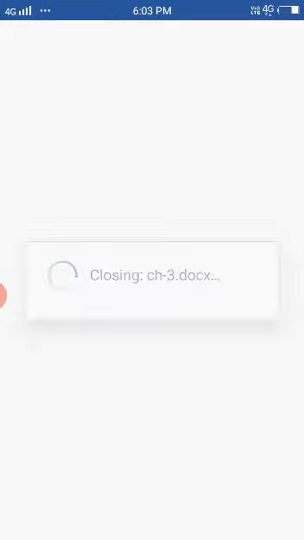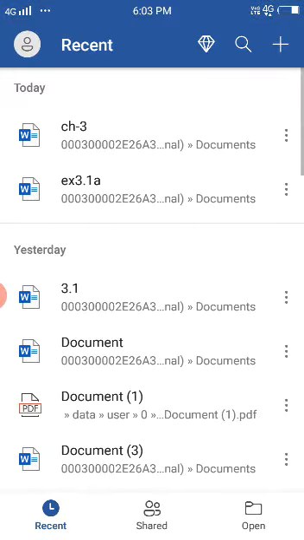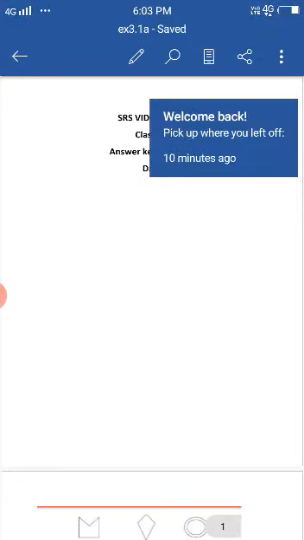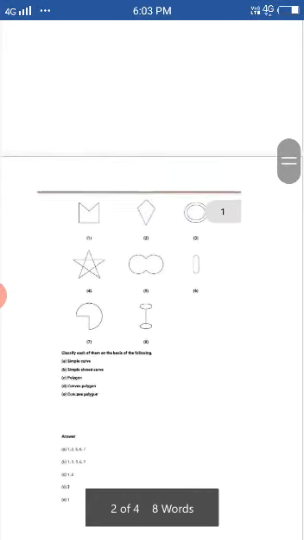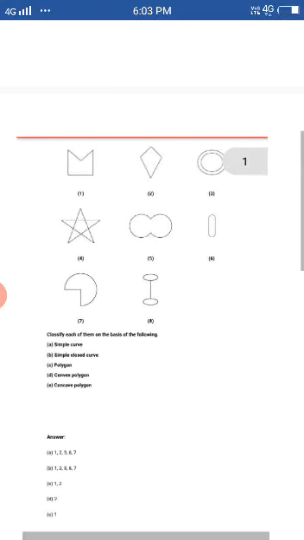Okay, just wait. Now you can see this is the first question of your exercise. In this question you have to categorize the simple curves. So which ones are simple curves? First one is a simple curve, second one is a simple curve, third one is not a simple curve, fourth one is also not a simple curve as it is intersecting. Simple curves are 1, 2, 5, 6 and 7.